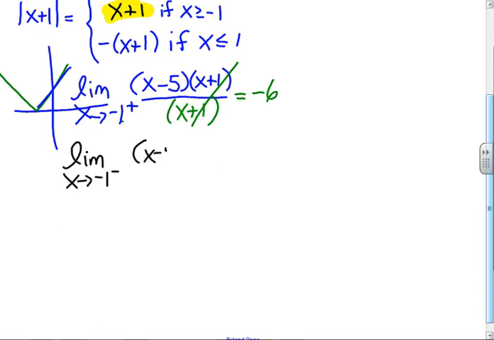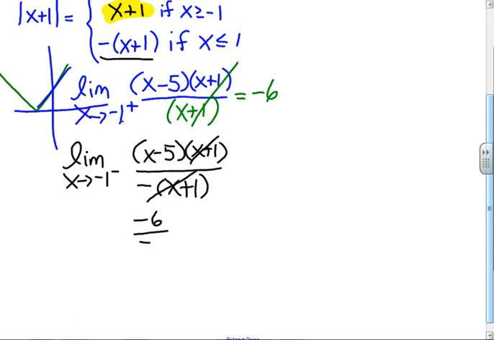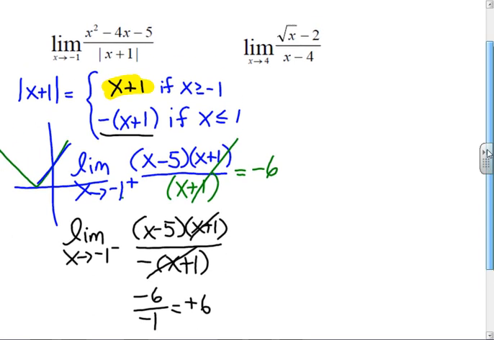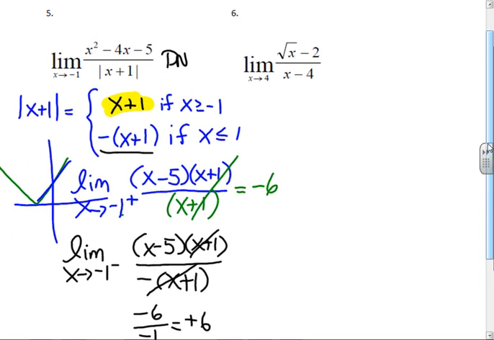Now, what if I come in from the other side? What will I replace the absolute value with when I come in from the left side? Not x plus 1, but what? This guy. Okay, what happens to x plus 1? Put the negative 1 in, and I get negative 6 over negative 1, which is positive 6. Well, on the right side, it's negative 6. On the left side, it's positive 6. It does not exist. Forever recorded. Does not exist. The left does not equal the right. No. Undefined will be infinity. It just doesn't exist.